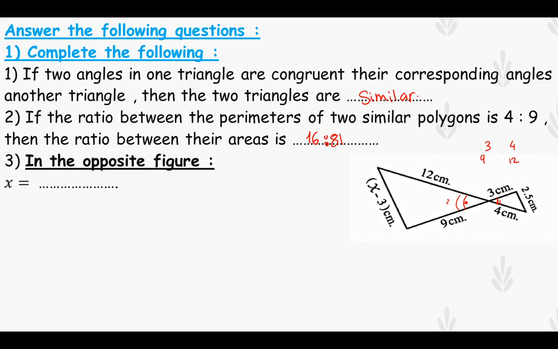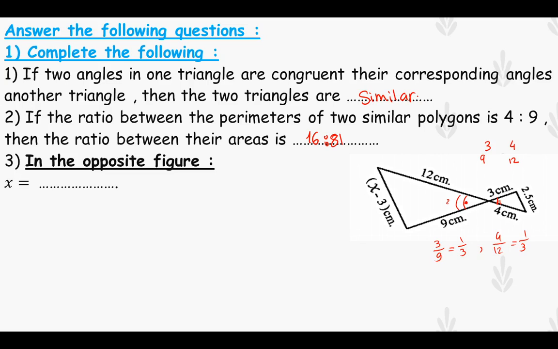Here the ratio is 3 over 9, which equals 1 over 3, and 4 over 12, so the ratio is also 1 over 3. So angle equals angle, and the enclosing sides are proportional, so the triangles are similar.